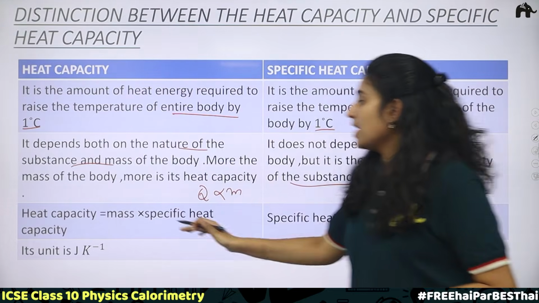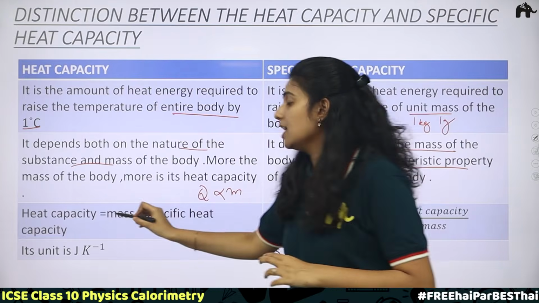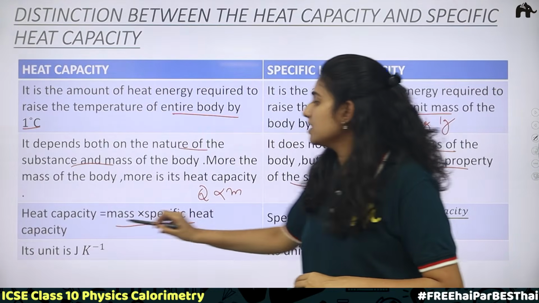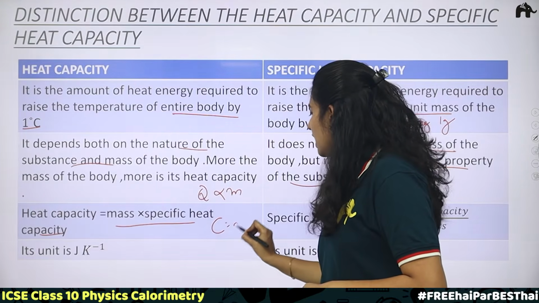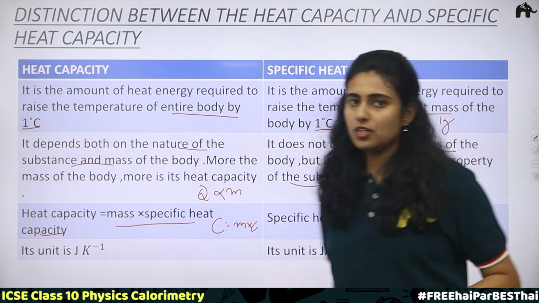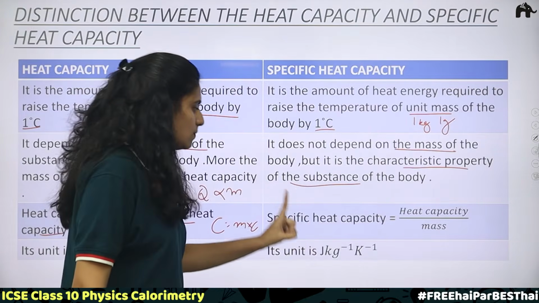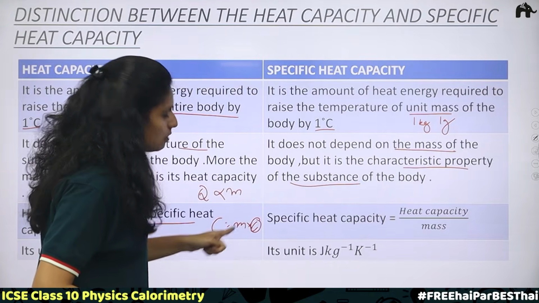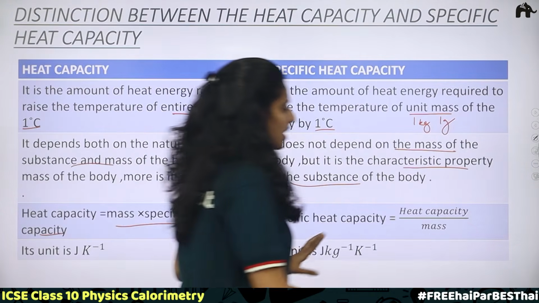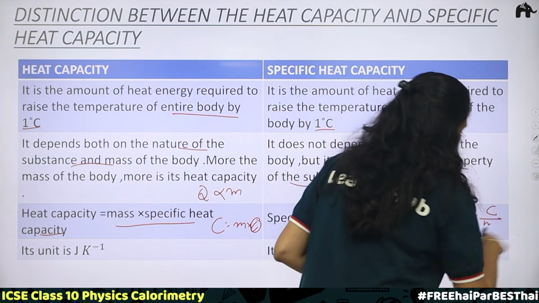Next, how to find heat capacity? The relation between heat capacity and specific heat capacity: mass into specific heat capacity will give you heat capacity. Capital C is equal to M into small c. Now just the reverse relation. To get specific heat capacity, taking mass to the opposite side, we get heat capacity divided by mass, which is capital C divided by M.